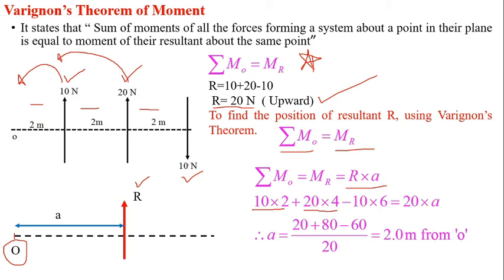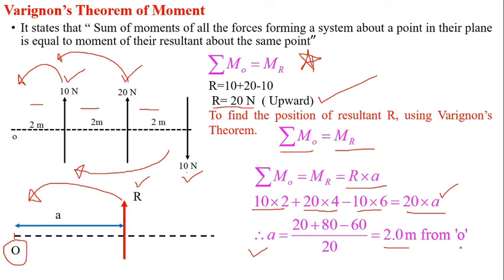Then the moment of the third force about point O, force into perpendicular distance, 10 into 6. See, the direction of moment is clockwise, hence negative, minus 10 into 6, is equal to the moment of the resultant about point O, R into A, anti-clockwise positive, 20 into A. Now only one unknown is there, that unknown is A, and hence A is equal to 2 meters from point O, and thus we can determine the resultant completely in magnitude as well as in direction along with its position.